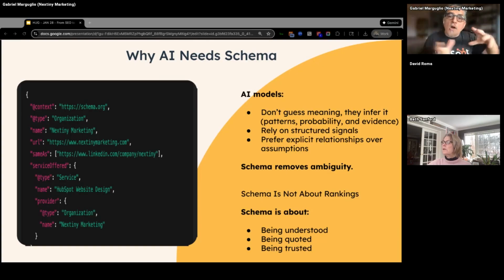Well, structured data on a website, on a blog, on a knowledge base, all of that is telling AI and Google what this is about. What is this connected to? So it's being understood, being quoted, being trusted, because things are connected. It just removes the ambiguity of what is this about? What is this connected to?